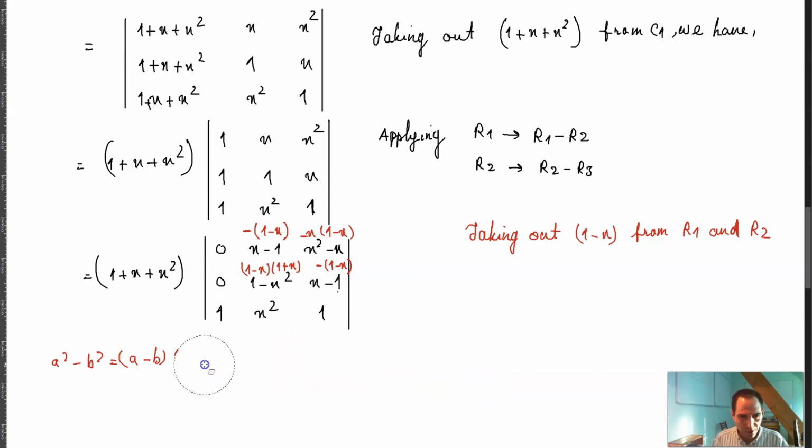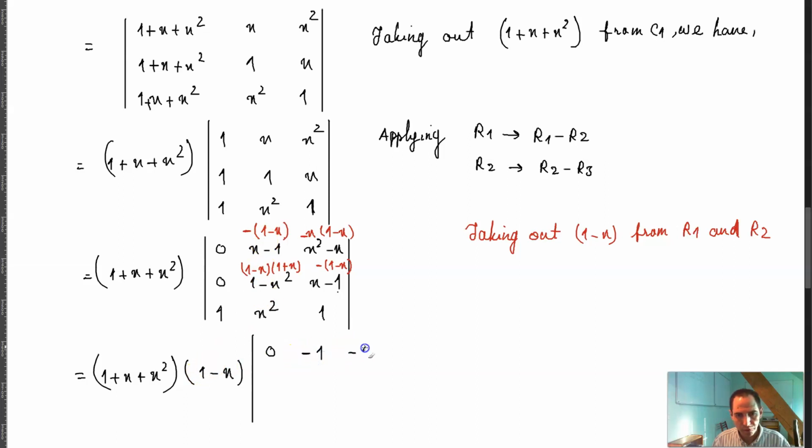So basically then I can take 1 minus x out from these two rows, which will give me 1 plus x squared and 1 minus x. I'm taking out here from row 1 and row 2. I have 0 and negative 1 and negative x. And 0 and 1 plus x and negative 1 and 1 and x squared and 1. Then since you have two zeros along the first column, you can expand along the first column.